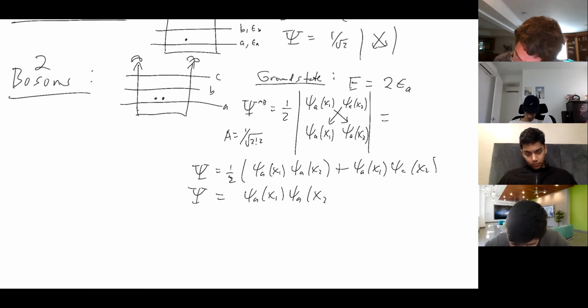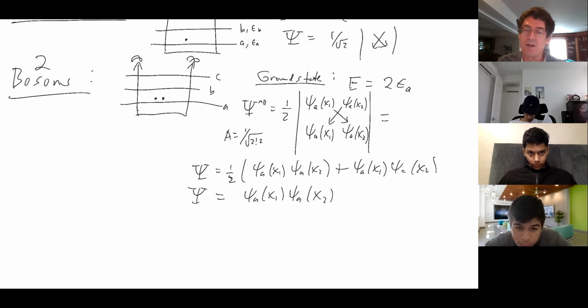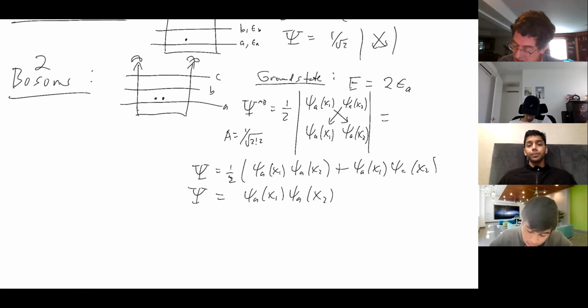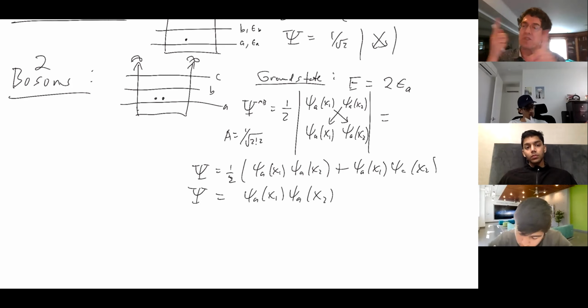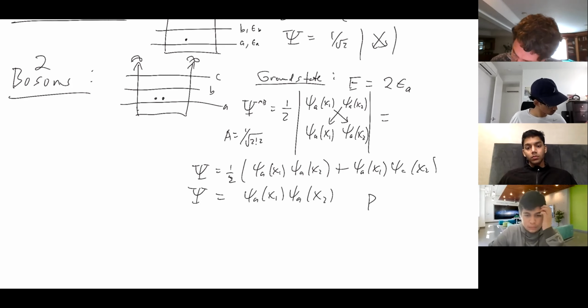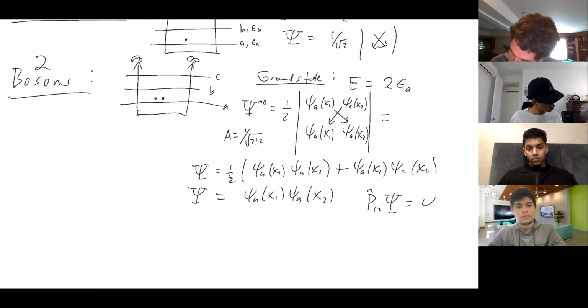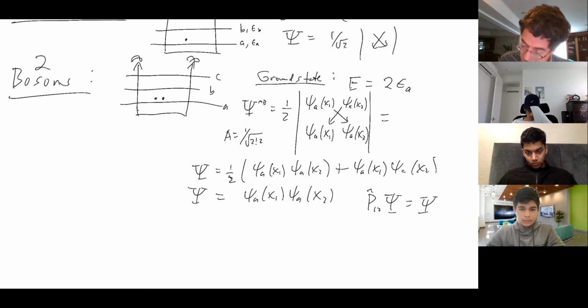See that? It's just a simple product state. That means both particles are sitting in the same wave function. And this is a symmetrized function, because if I swap the two labels, it comes back to itself. You see that? It's symmetric, because P12 psi equals psi. I just want you to see that.